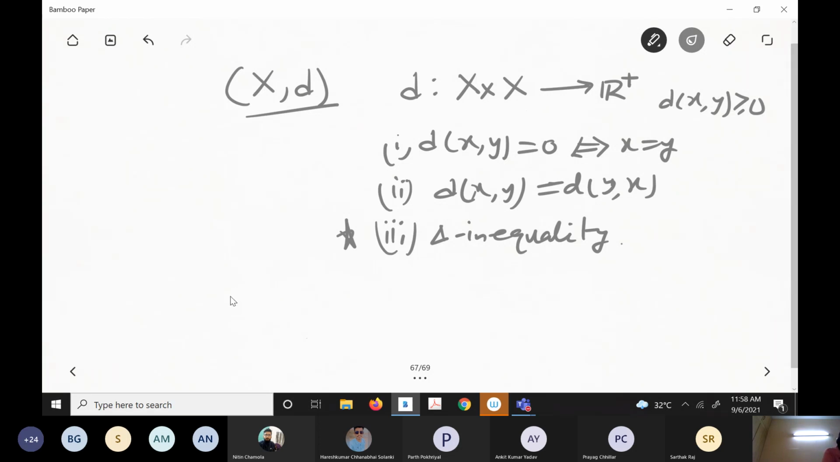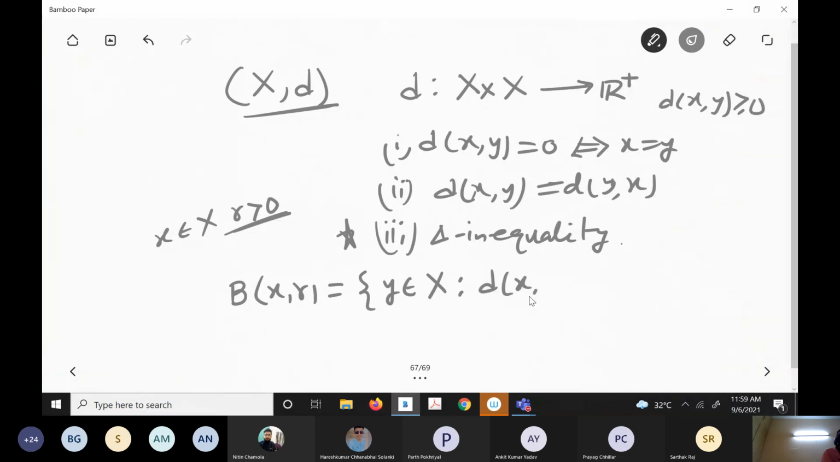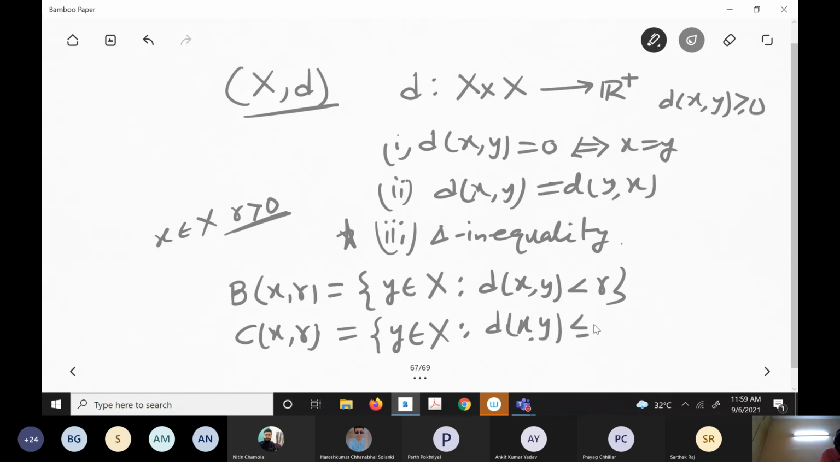I talked about the open ball and the closed ball. So if you have x belonging to X, you are starting with a metric space, and r is a positive number, strictly greater than zero. So B(x,r) you have defined as those points y in X such that d(x,y) is less than r. Doesn't matter, because d(x,y) is the same as d(y,x). And C(x,r), the closed ball, is the set of y belonging to X such that d(x,y) is less than or equal to r.